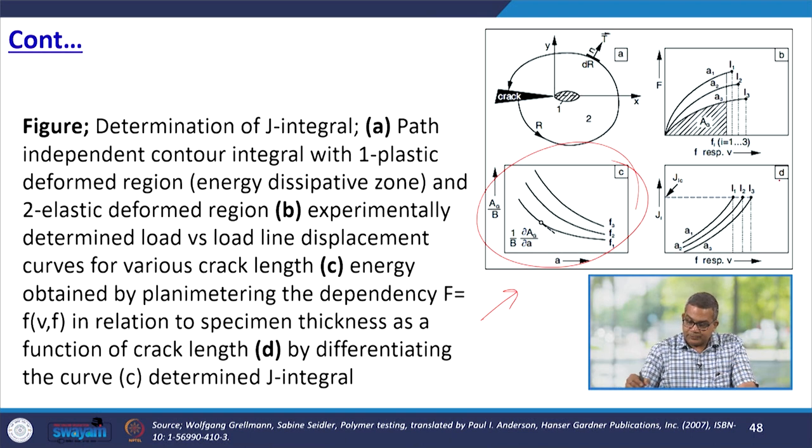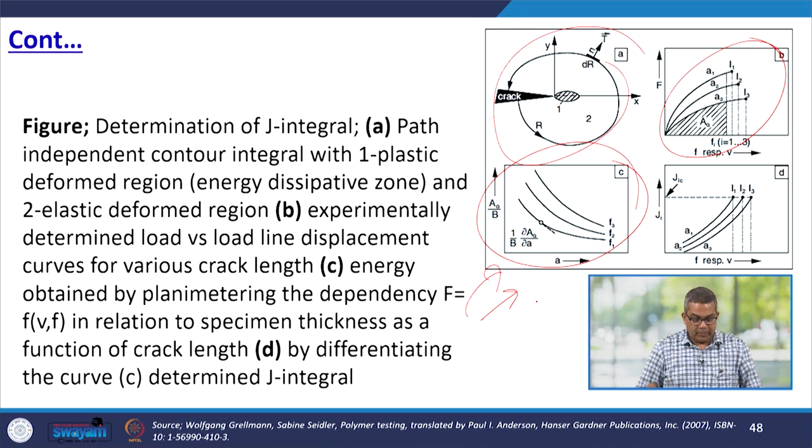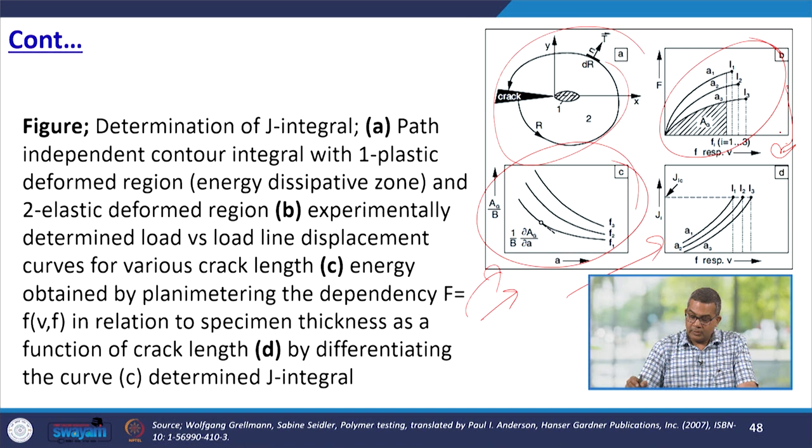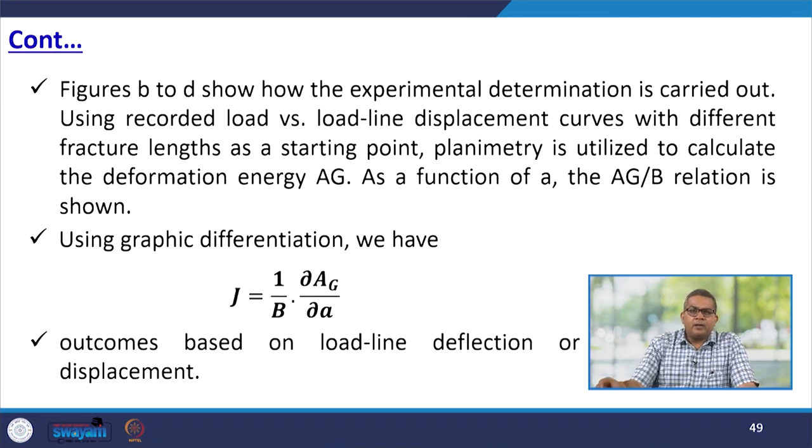Now, this is given like this, and this is the experimentally determined load versus load line displacement curves for various crack lengths, and this is the energy depiction obtained by planimetering the curves, and this is differentiating the curve to get the J integral. Now, figures B to D show how the experimental determination is carried out using recorded load versus load line displacement curves with different fracture lengths as a starting point.